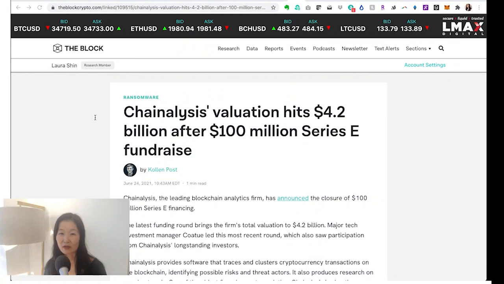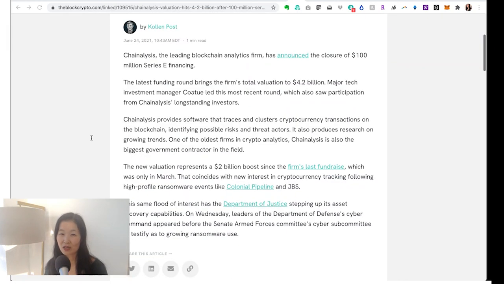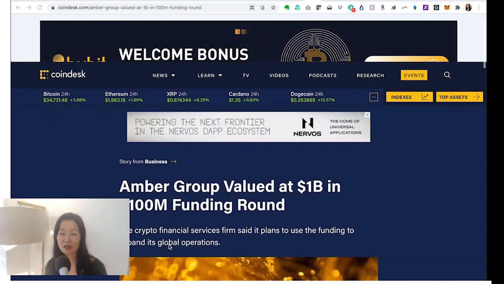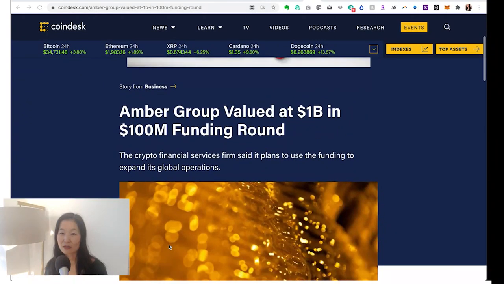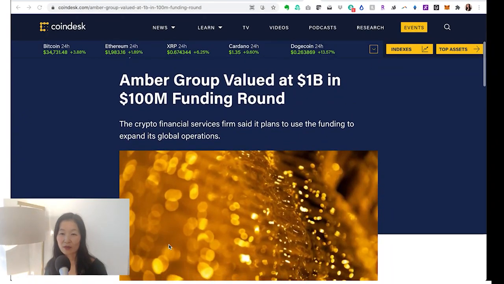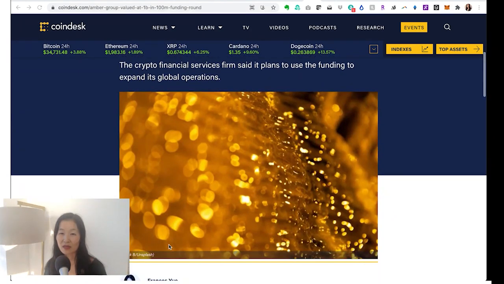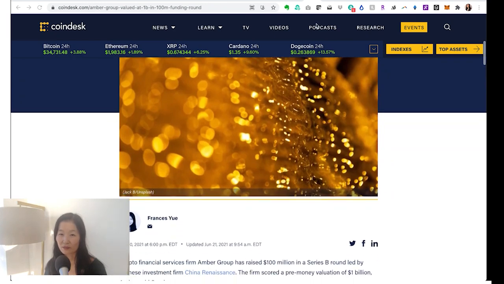Chainalysis, a blockchain analytics firm, brought home $100 million in a Series E funding round that valued the company at $4.2 billion, doubling its valuation in about 3 months. Co2 led the latest round. Amber Group, a crypto financial services company, raised $100 million at a valuation of $1 billion in a Series B led by China Renaissance. Michael Wu, the CEO at Amber, boasted, quote, "cumulative trading on the platform has already doubled since the beginning of the year, increasing from $250 million to $500 million."